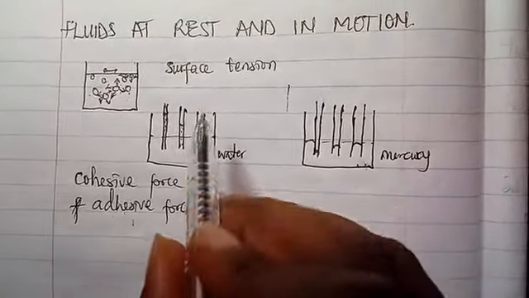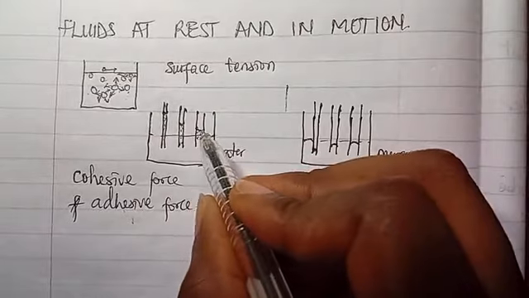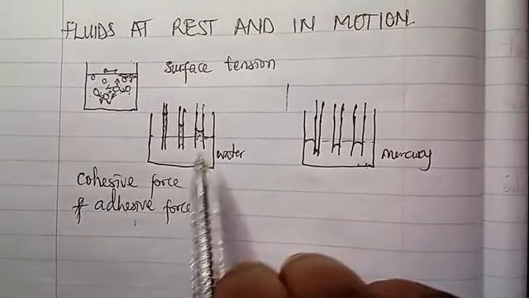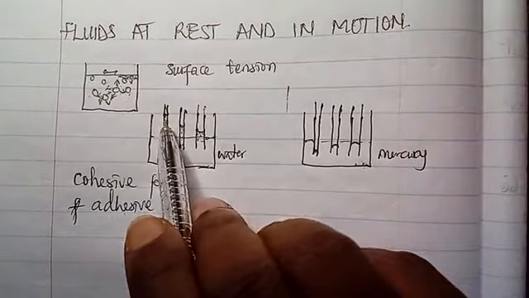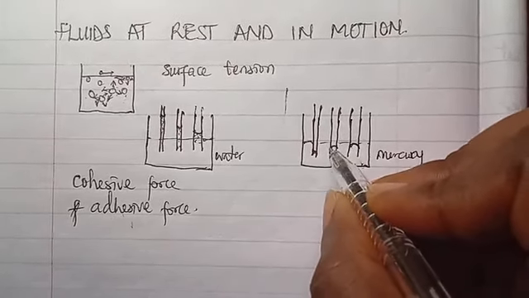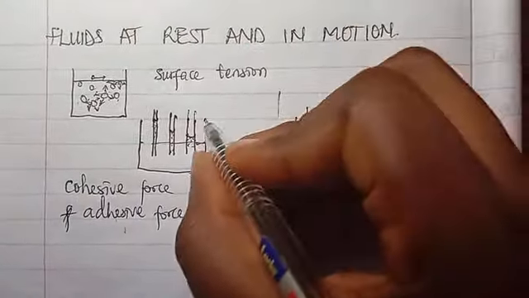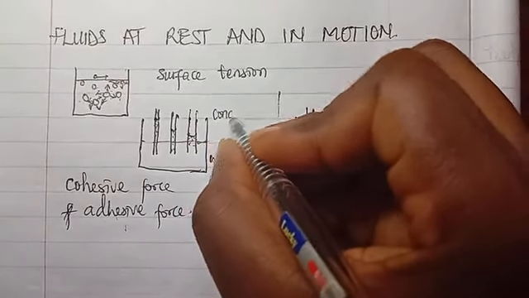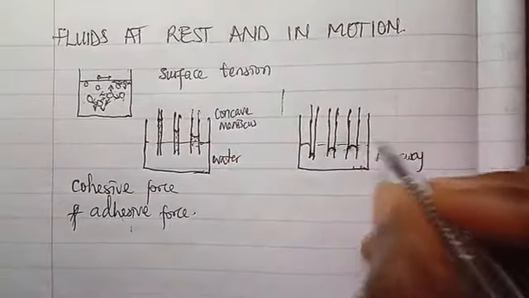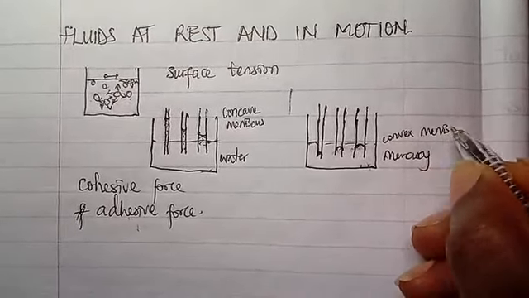Now, when we look carefully at the surface of the liquid at these capillary tubes, we are going to notice the shape. This has a U shape and this has an inverted U shape, like a small letter n. We call this a concave meniscus, and we call this a convex meniscus.